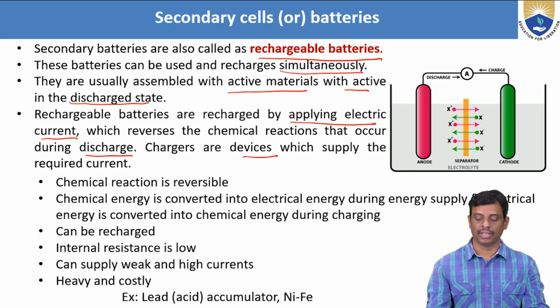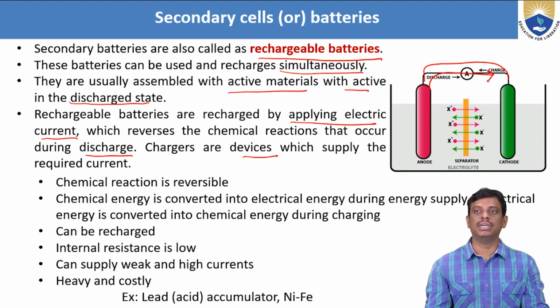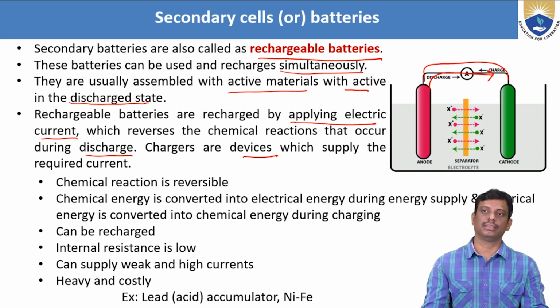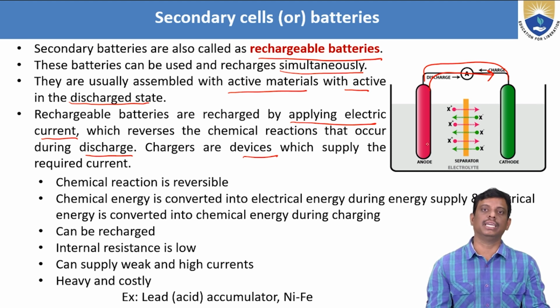So if you look at the picture, there is an anode and a cathode, and discharging and charging happen alternately in the secondary battery, because the electrolyte and electrodes are very active materials.